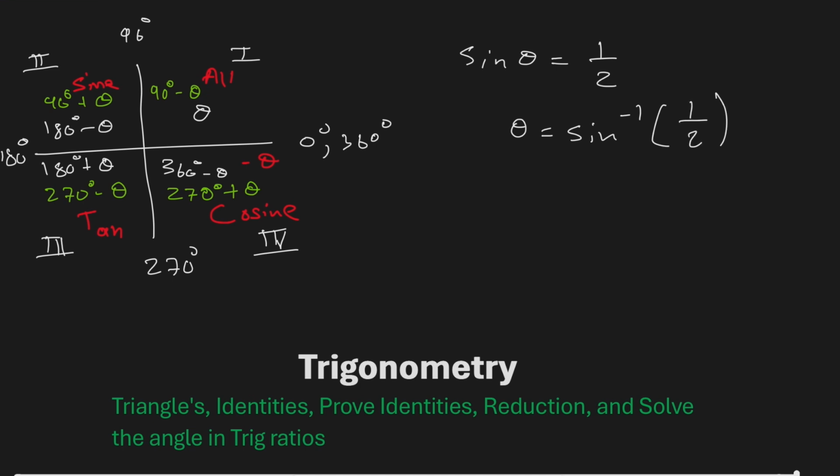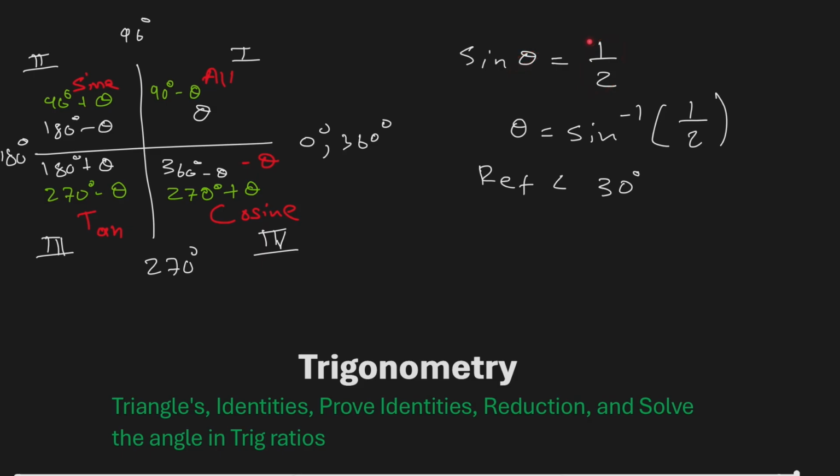Now, the answer that you get here is not the only solution. When you solve for the angle, you must note that that is what you call your reference angle. So the reference angle, you're just going to put in your calculator shift sine, and then you put 1/2, and that will give you the angle of 30 degrees. So 30 degrees is only your reference angle. It is not the solution.